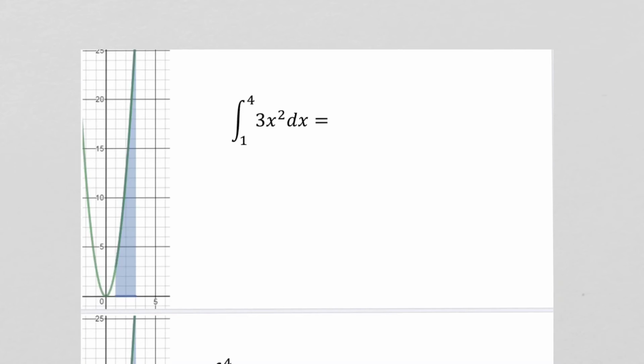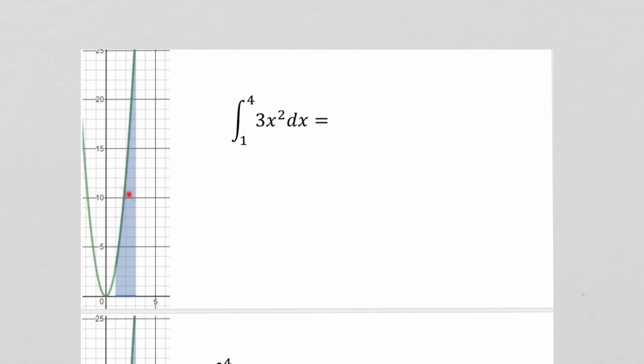So this will work with any curve. So we'll try it with 3x squared. Okay, from x equals 1 to x equals 4, this is our area. And it looks like it's kind of like a trapezoid, but it's not a trapezoid because this part is curved, right?